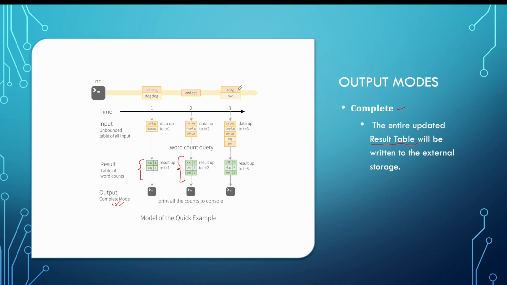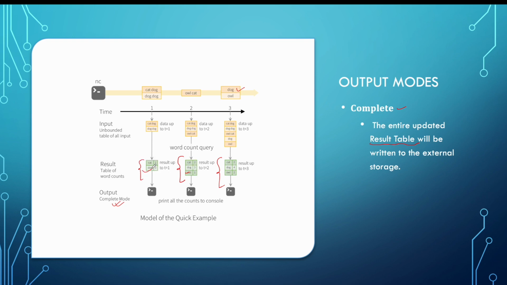Imagine at time T3 two words, dog and owl, came. Now at time T3, cat remains 2, dog becomes 4 because of this one, and owl becomes 2 because of this one. Now this is the complete output, and it will be written to the sink. What did you observe at time T1, T2, and T3? All of the results of the previous computation are getting added, and all of those results are getting written to the sink. So sometimes the results are updated, sometimes the results are the same.